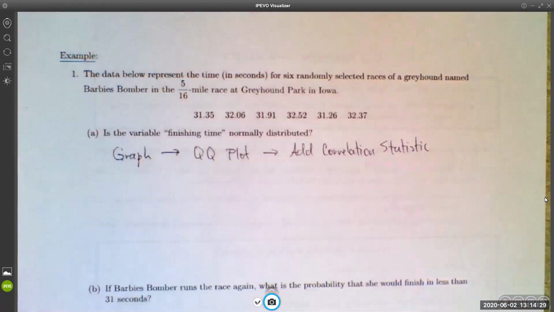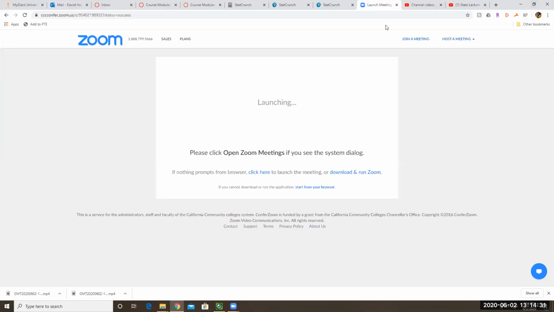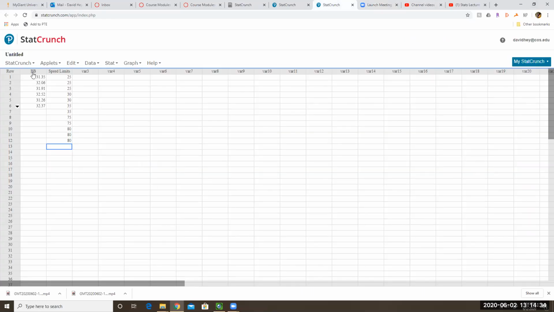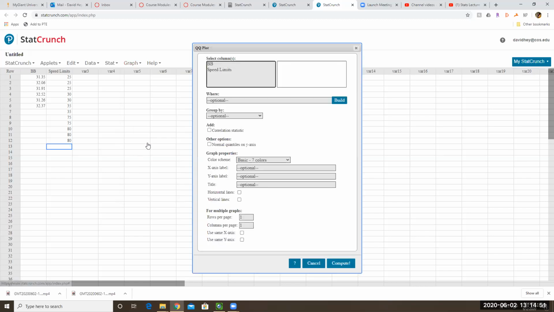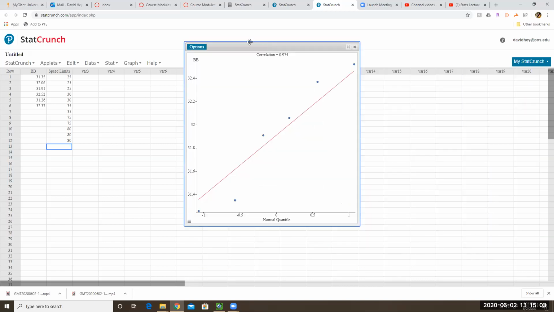Let's see what we get. I've already entered the data into StatCrunch. Here it is, this is BB for Barbie's Bomber. So there's her data, or his data, I guess it could be a male dog. We go to Graph, QQ Plot. We select just the Barbie's Bomber data, then click on add correlation statistic, so I'm going to click that box. We hit compute, and this is what we get.